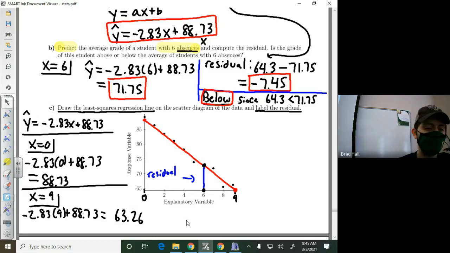And this also makes sense. We can tell that the residual is below the line because we drew the line down, or equivalently, we just see that the outlier point is below the line.